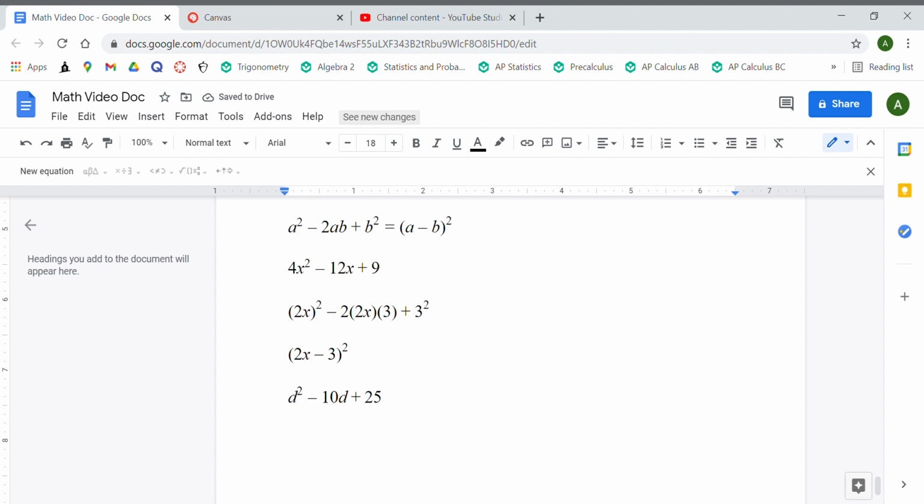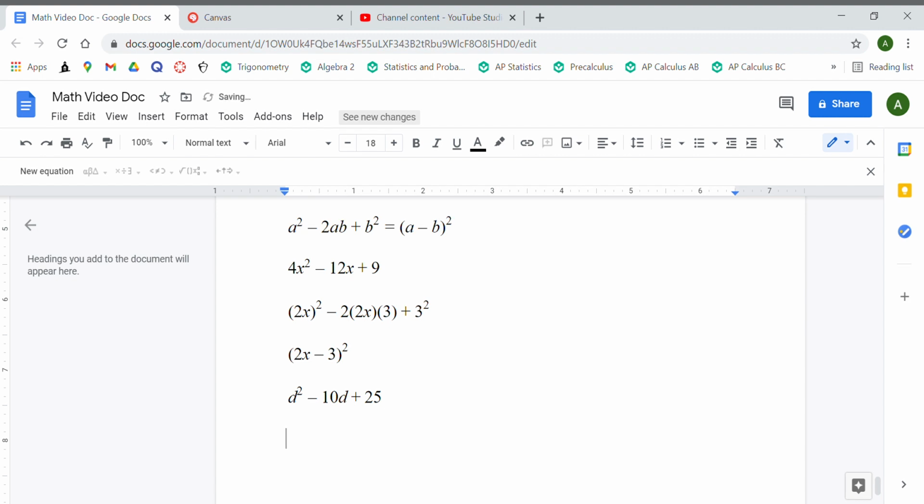Alright guys, last one. I've had this video going on for long enough now, so I'm going to get a rest after this. Okay, so d squared minus 10d plus 25. So I want you to pause the video and try to factor this perfect square trinomial.